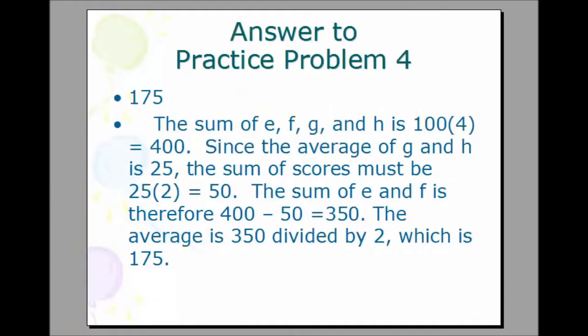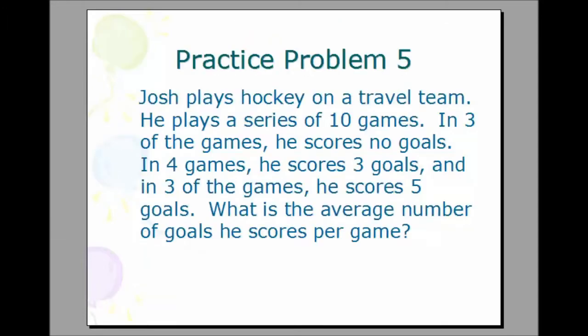The answer is 175. The sum of E, F, G, and H is the average, which is 100, times the number of scores, which is 4, giving 400. Since the average of G and H is 25, the sum of scores must be 25 times 2, which is 50. The sum of E and F is therefore 400 minus 50, which equals 350. The average is 350 divided by 2, which is 175.